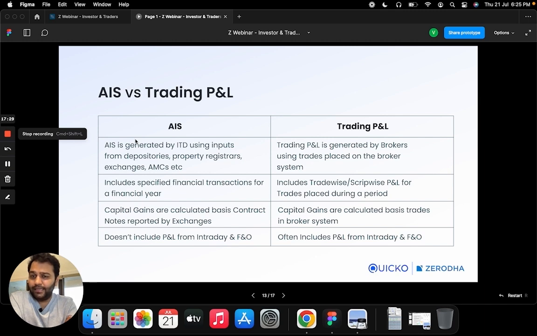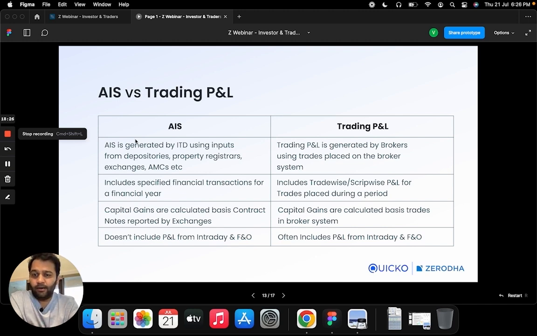Now, capital gains in AIS are calculated basis contract notes reported by exchanges. In case of trading P&L, capital gains are calculated basis trades placed in the broker system, right? So it's logical that trading P&L is going to be more accurate, because it's calculated by the system where you have done these transactions, where you placed these trades, so it can more accurately calculate this information. On the other hand, AIS is essentially generated using information sourced from all these other government and non-government bodies, and however much we do not like it, some of those systems are not fully connected yet. Not all the data flows through the systems. Also, there can be a lot of historical data, right? So if the system got put in place last financial year or the year before that, then what happens to all the data before that?